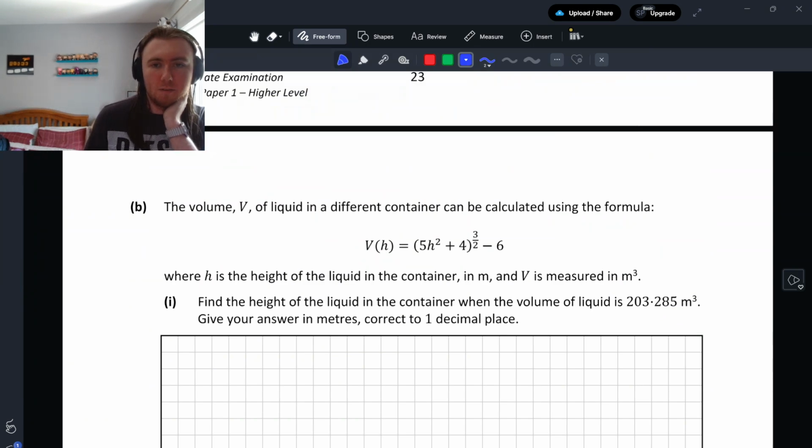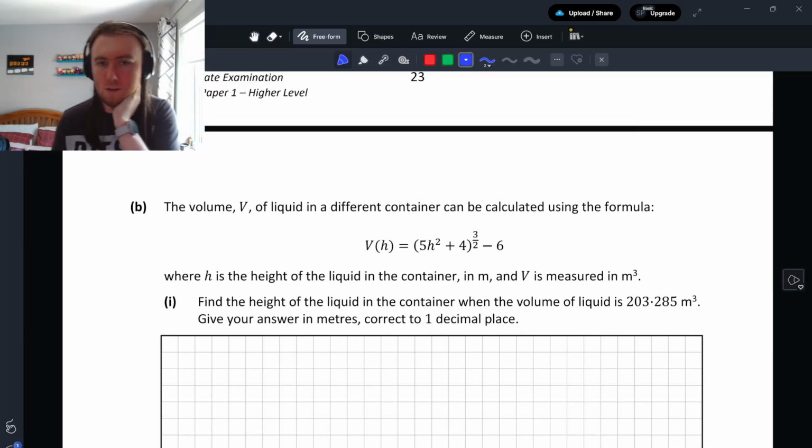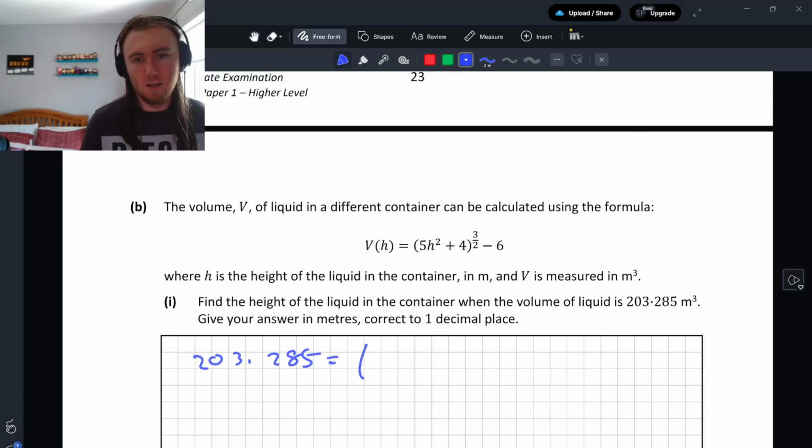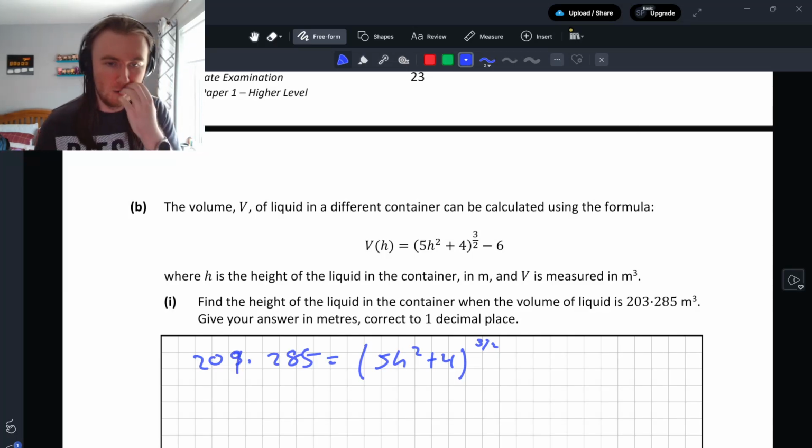Volume V of a liquid in different containers is modeled using that. Find the height of the liquid when the volume is that, to one decimal place. So 203.285 equals 5h squared plus 4 to the 3 halves, minus 6. I can just add that across.